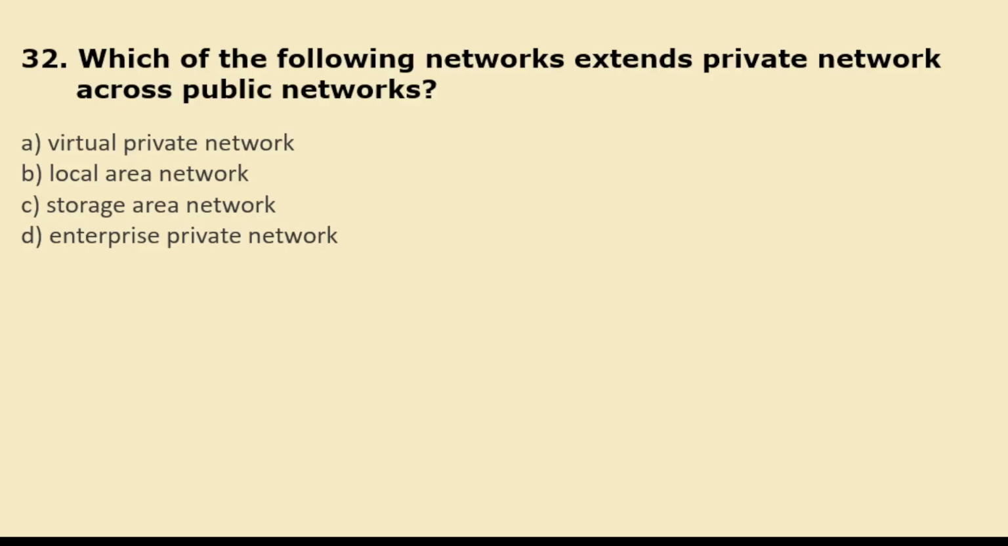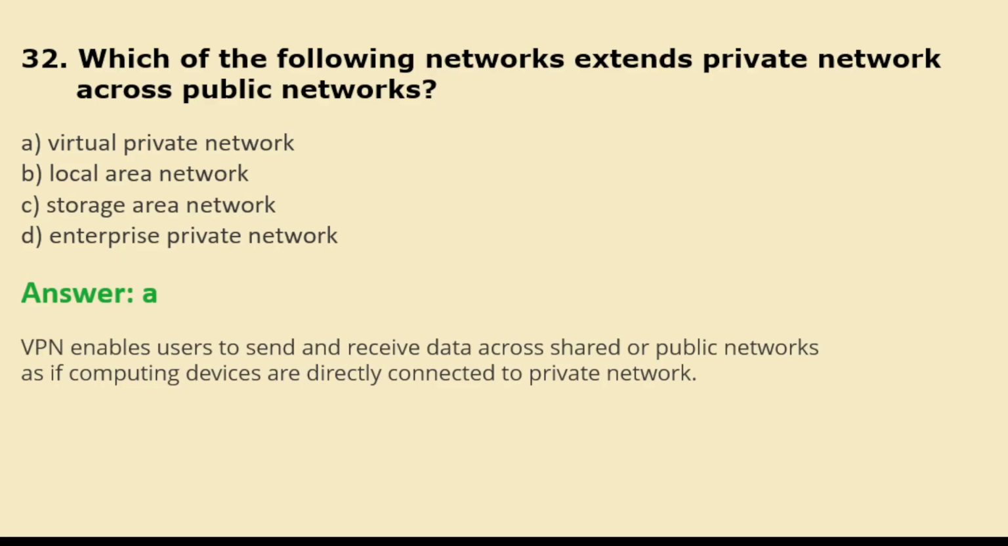Question 32. Which of the following extends private network across public networks? A. Virtual private network. B. Local area network. C. Storage area network. D. Enterprise private network. Answer is A. Virtual private network. So this enables users to send and receive data across shared or public networks as if computing devices are directly connected to private network.